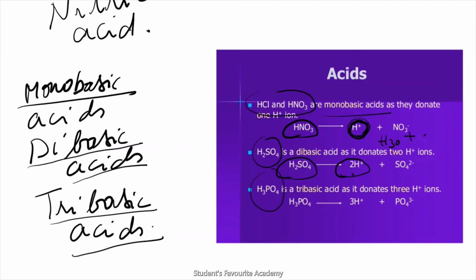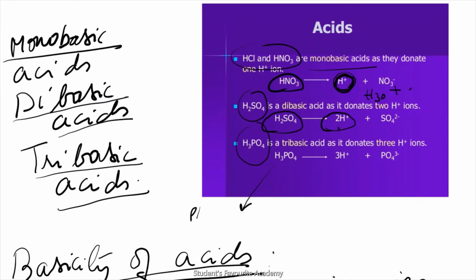H3PO4, that is phosphoric acid. What is H3PO4? Phosphoric acid. It has three hydrogen ions, so it produces 3 H+. That is why it produces three hydrogen ions, and these three hydrogen ions produce three hydronium ions. So therefore it is a tribasic acid.